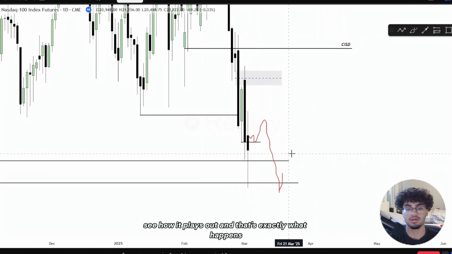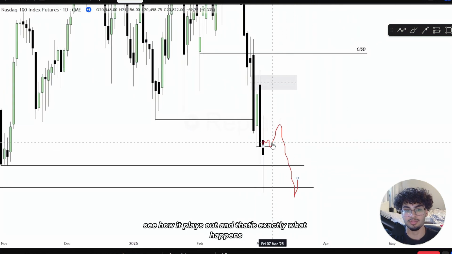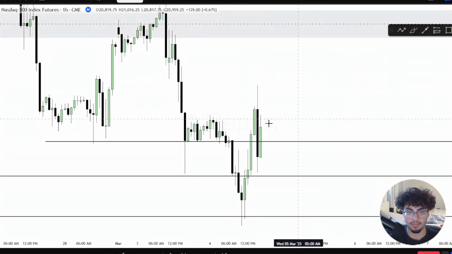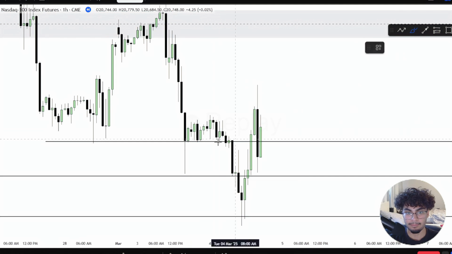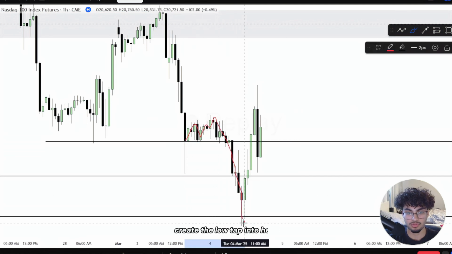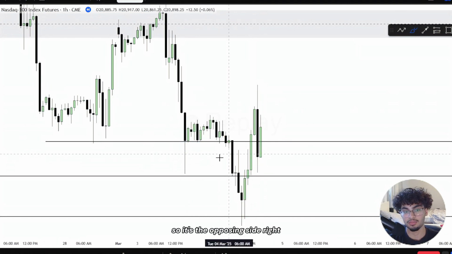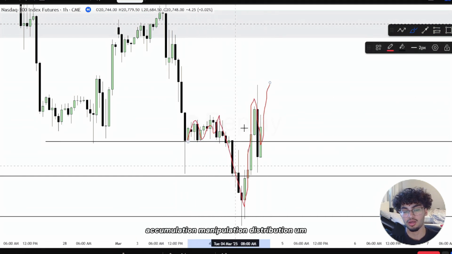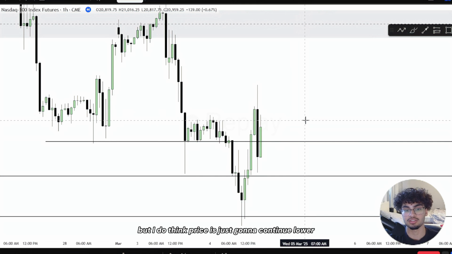See how it plays out. And that's exactly what happens, right? We can go down to the lower time frame to see. We open up, create the low, tap into here. So it's the opposing side, right? Accumulation, manipulation, distribution. But I do think price is just going to continue lower.